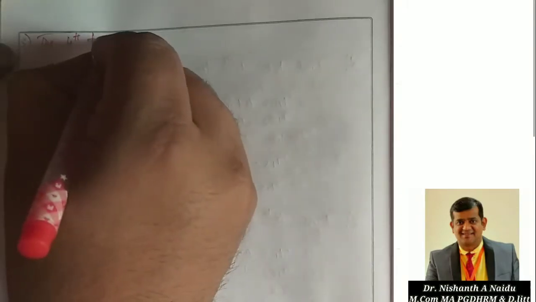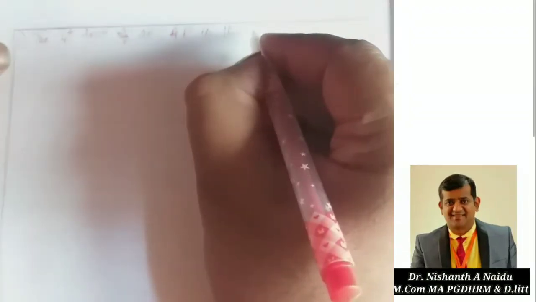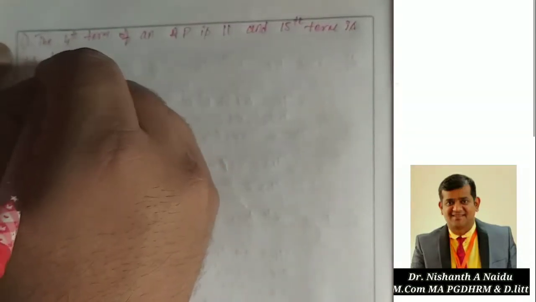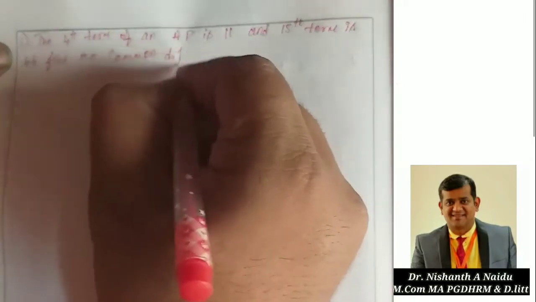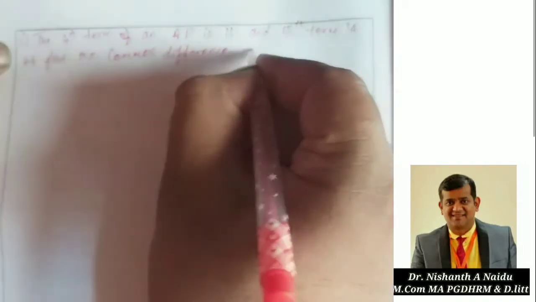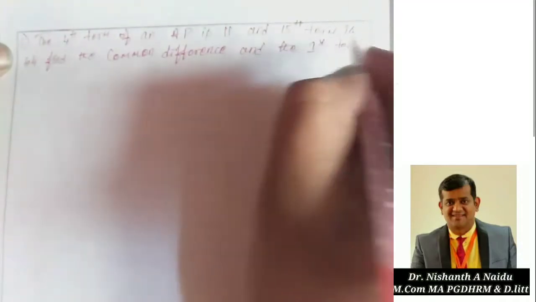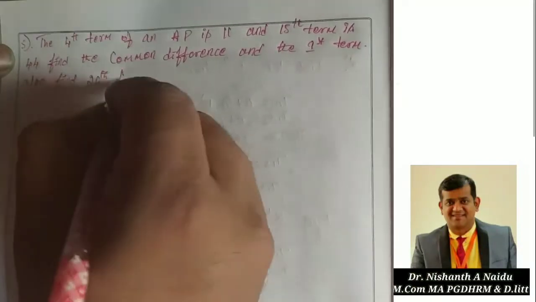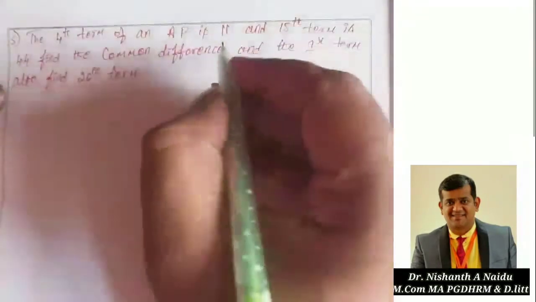The fourth term of an AP is 11 and the 15th term is 44. Find the common difference and the first term. Also find the 26th term. So this is a bit advanced question. I thought of doing it later, but anyway, we'll do it.